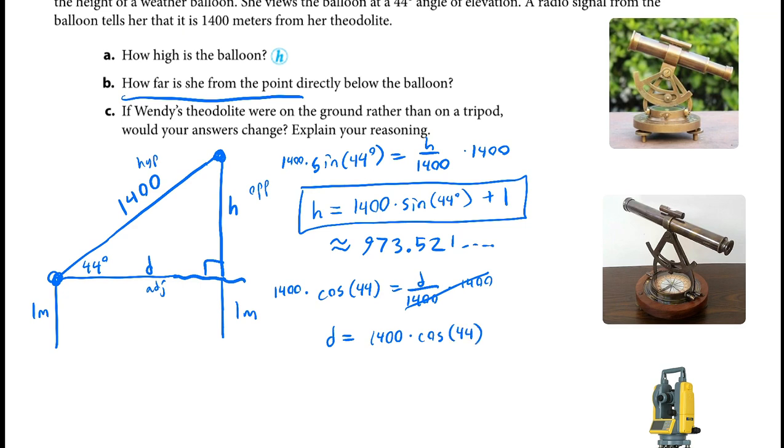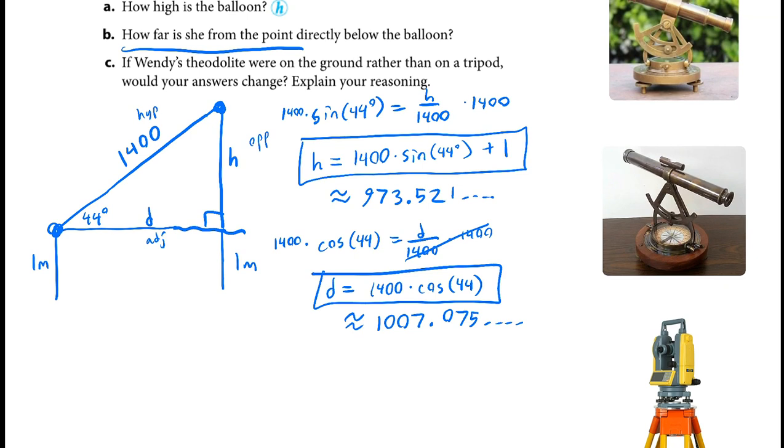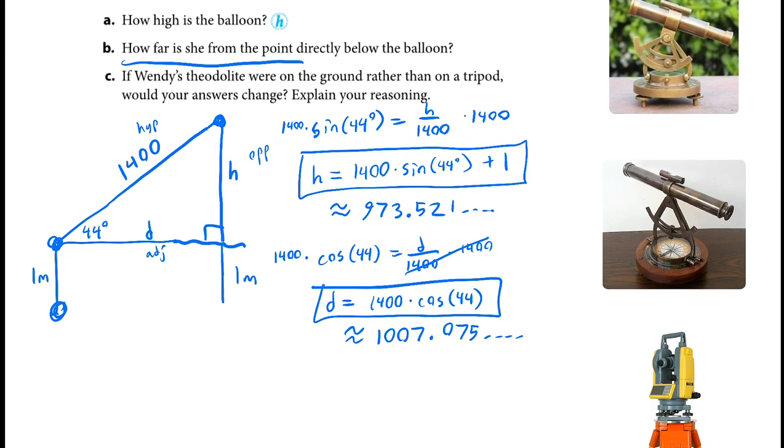Okay, and so what we're going to do is just punch it in. All right, so this one is about 1007.075. Okay, so the question is, would either of these change if you dropped it down? So if you had been measuring this from the ground, right? Now the question is, if it was on the ground, would your answers have changed?